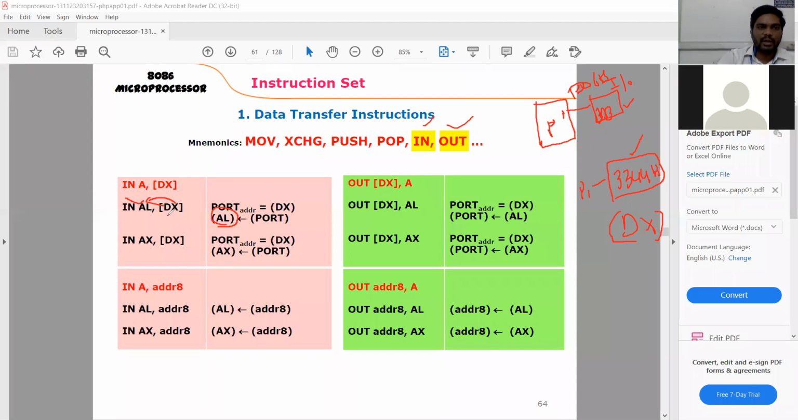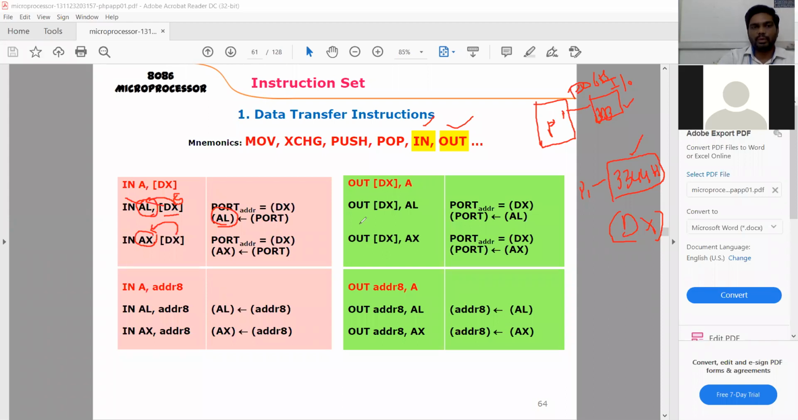Similarly, this is the 8-bit one because we are using the destination register as an 8-bit register. That means the data in this address is 8-bit. Coming to this instruction here, we are using a 16-bit register as the destination register. That means 16-bit data will be transferred to this 16-bit register.